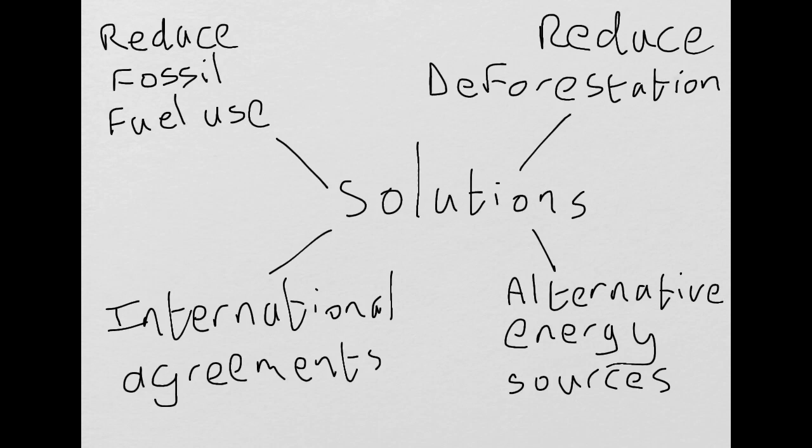So what about solutions? What can we do to try and address this? One of the key things is to attempt to reduce deforestation. Deforestation is the cutting down of trees, and trees have a hugely important role to play in reducing the greenhouse effect because they take some of these greenhouse gases out of the atmosphere and reduce the amount of pollution that's available in the atmosphere. We could also reduce fossil fuel use, and there's a range of strategies to do this.